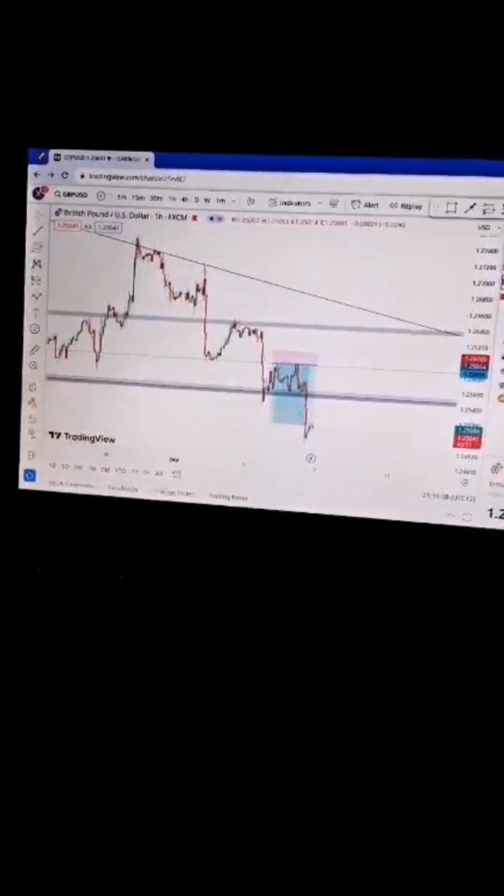Let's go to GBP USD. GBP USD, same thing guys. I had a clean sell, even broken, it's still going to continue selling, but let's analyze and see what it has for us. This is GBP USD, so let's go to the bigger time frame.